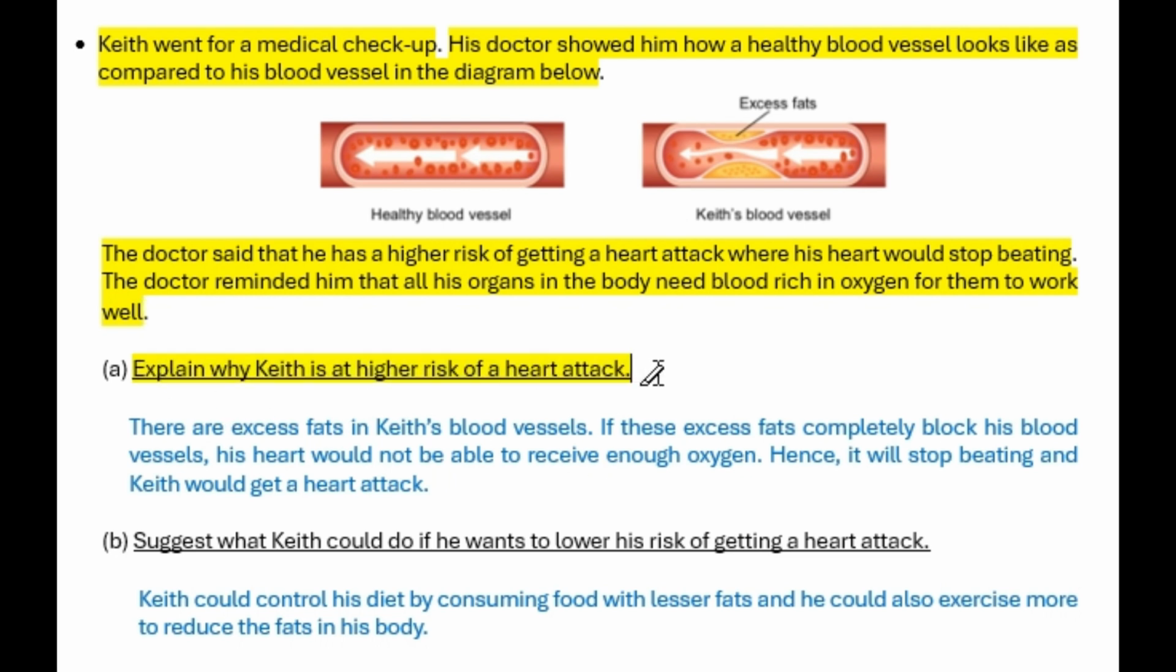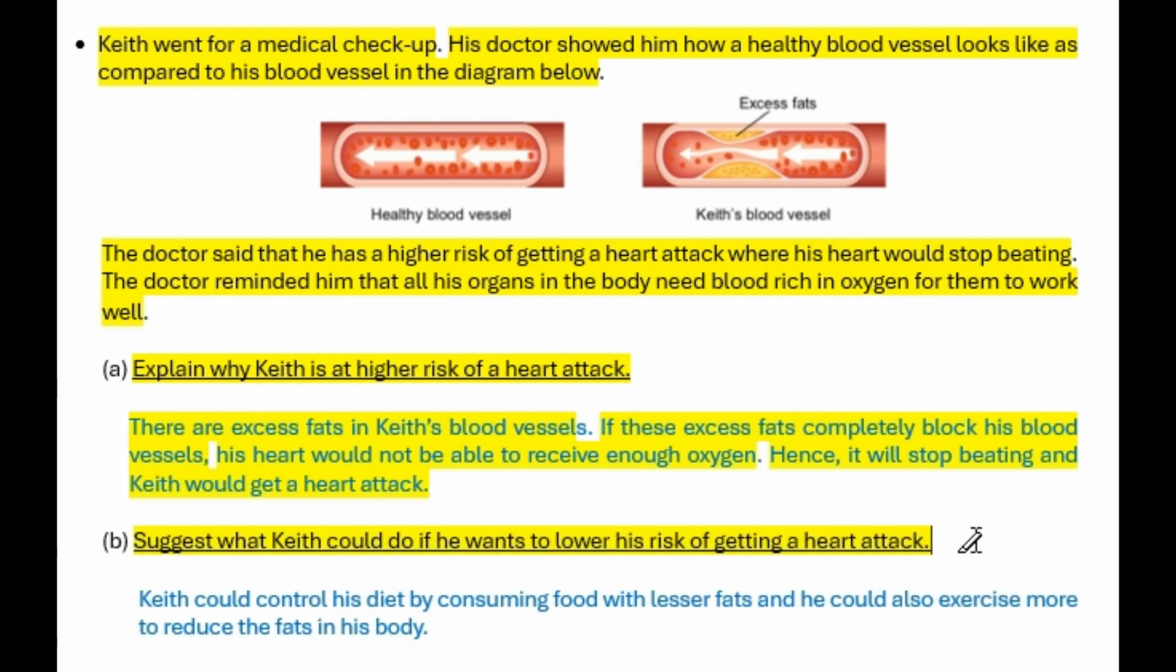Explain why Keith is at higher risk of a heart attack. There are excess fats in Keith's blood vessels. If these excess fats completely block his blood vessels, his heart will not be able to receive enough oxygen. Hence, it will stop beating and Keith would get a heart attack.